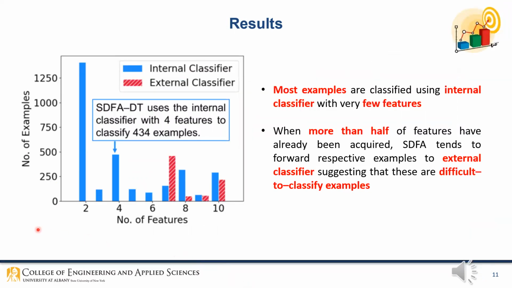Next, this figure shows the distribution of the number of acquired features during testing for the Magic Telescope dataset using decision tree as the external classifier. We observe that most examples are classified using the internal classifier with very few features. We also notice that when more than half of the features have already been acquired, the algorithm tends to forward the respective examples to the external classifier, suggesting that these are difficult to classify examples.